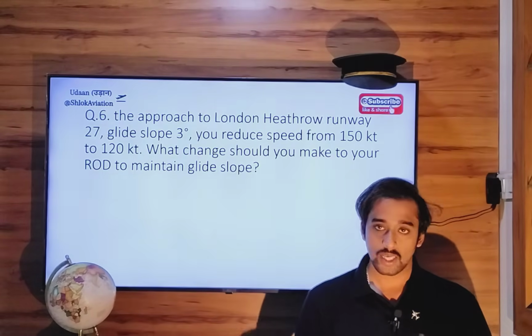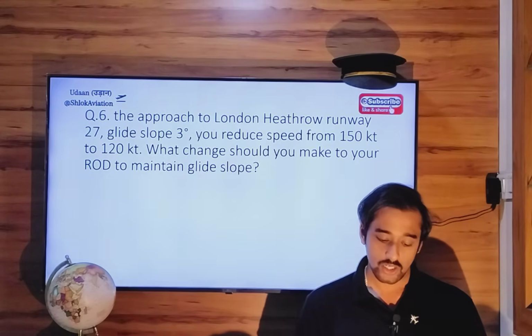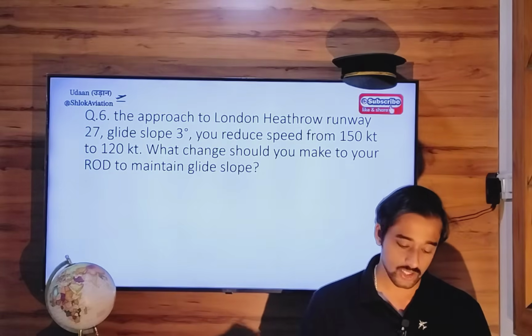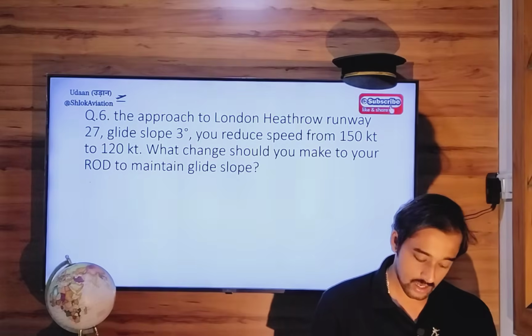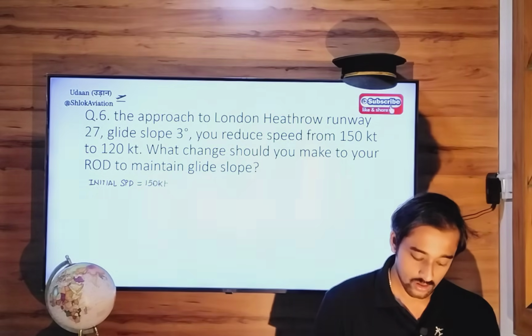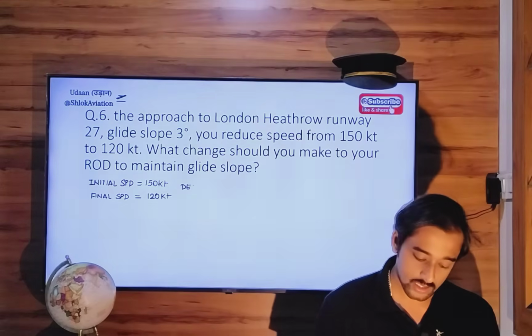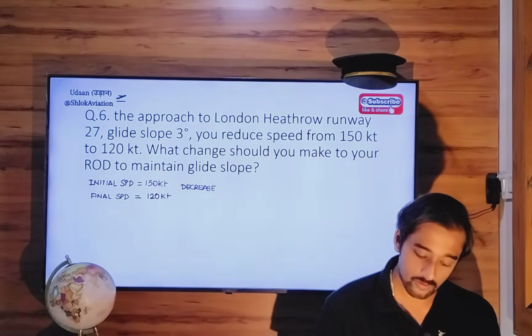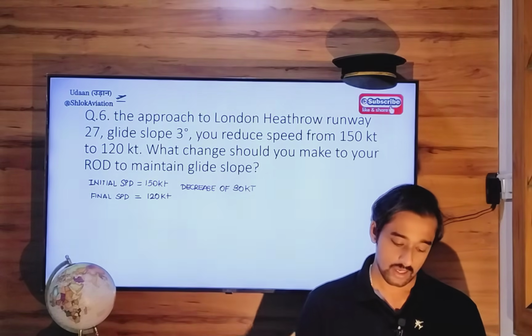Heathrow, runway 27, slope 3 degrees. You reduce speed from 150 to 120 knots. What change should you make to your rate of descent to maintain this glide slope? Now speed has been reduced from the initial speed of 150 knots to 120 knots. That means a decrease of 30 knots.